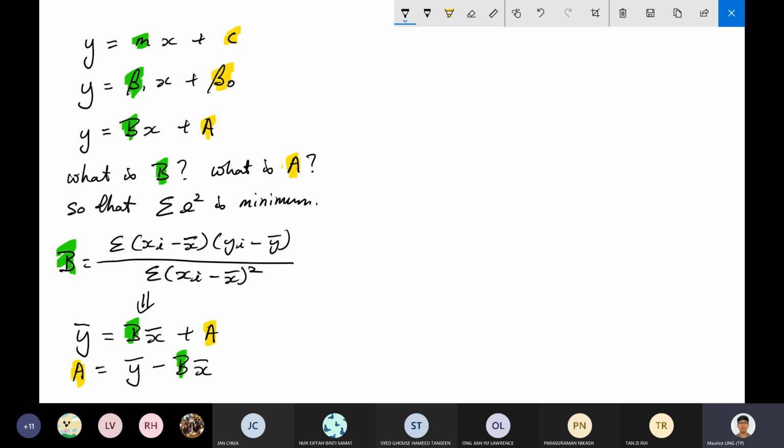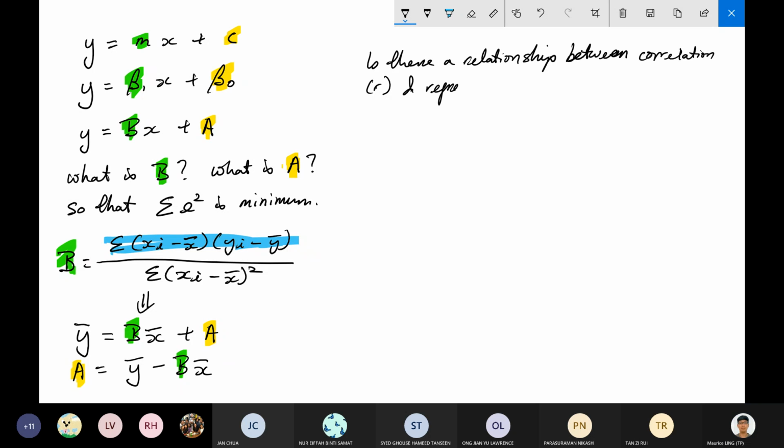Now, if you realize, we keep seeing this thing all the time. So actually, I want you to go and think about it, whether this is out of your syllabus. Is there a relationship between your correlation, which is your R, and your regression, which is calculating your A and B? Do you think there's a relationship?